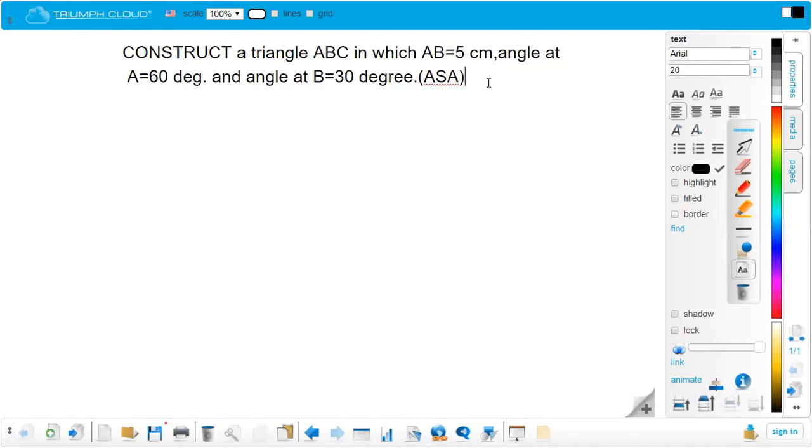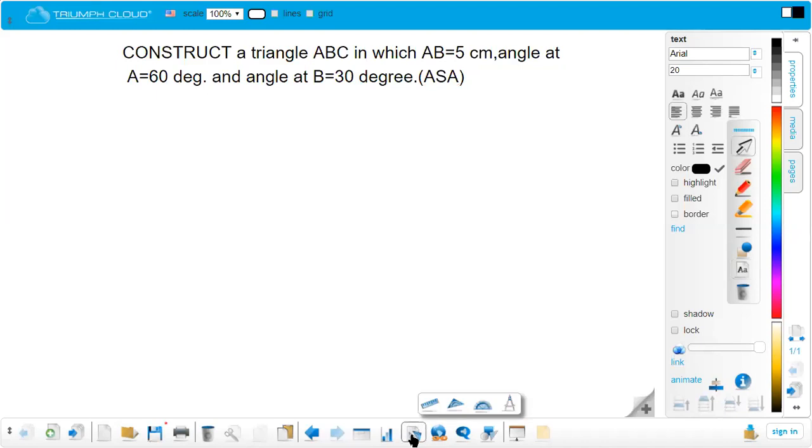The very first step while doing such type of construction is constructing the side. Here the side is given, AB. Let's draw the side AB which is 5 centimeter first. Let's construct the side AB.